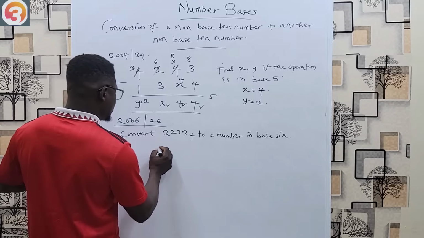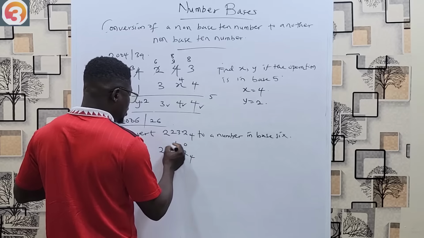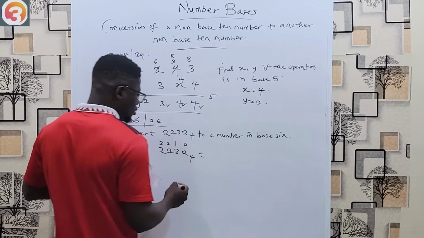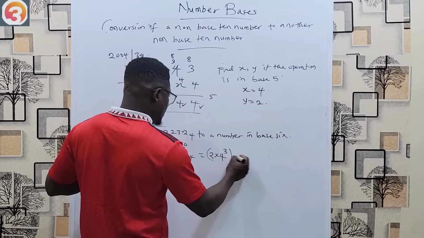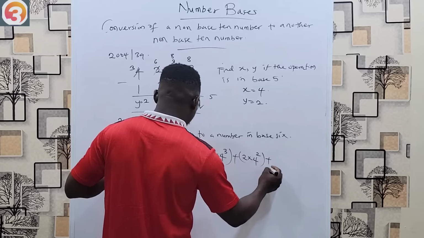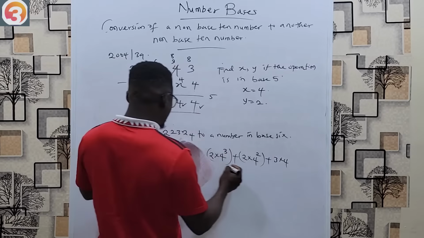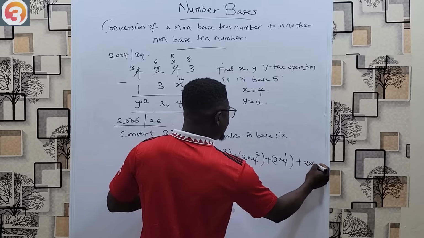So now let's quickly do that. 2, 2, 3, 2, base what? Base 4. So 0, 1, 2, 3. You start your expansion. So I have 2 times 4 raised to power 3, plus 2 times 4 raised to power 2, plus 3 times 4 raised to power 1, then plus 2 times 4 raised to power 0.